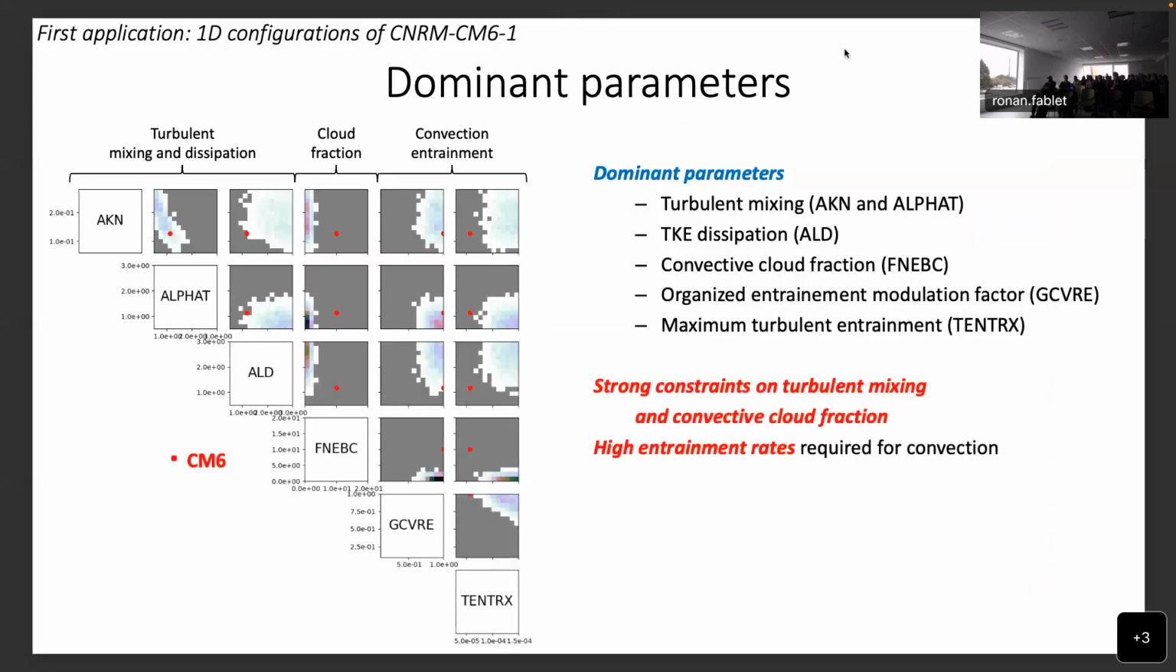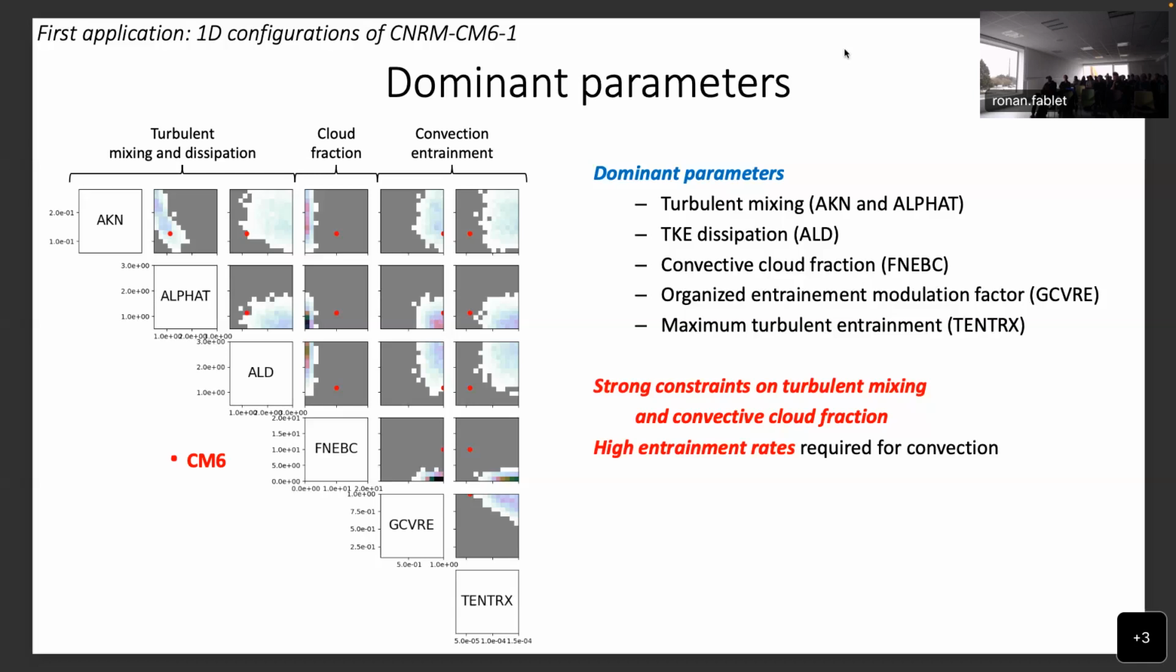So here, just a zoom for the dominant parameters. Of the 6 dominant parameters, 3 are related to the turbulent mixing and dissipation, 1 about convective cloud fraction, and 1 about entrainment. And we see that we have quite reduced the possibilities for calibration, and that the red dot, which is the default model, is not within the error space. This is not surprising given the result I showed earlier.